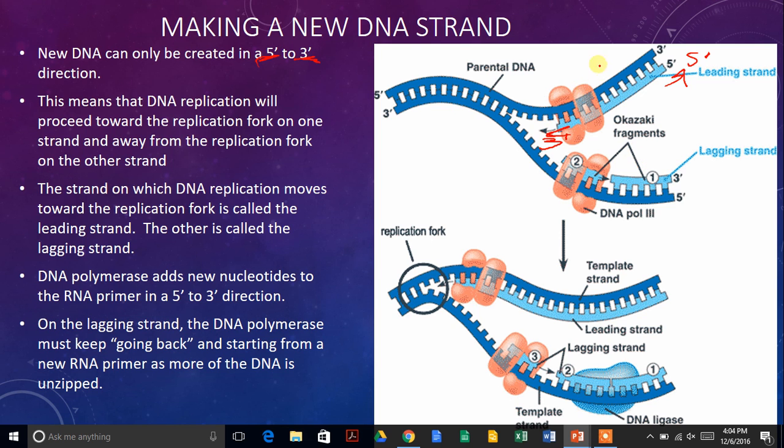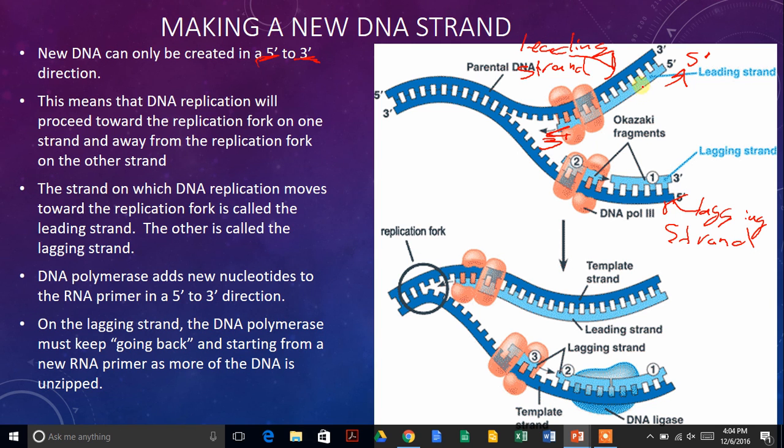Now here's the top strand, where replication moves towards the replication fork. That's called the leading strand. The other one, where the replication goes away from the replication fork, is called the lagging strand. Important to know the difference.